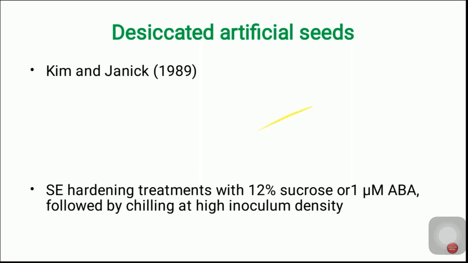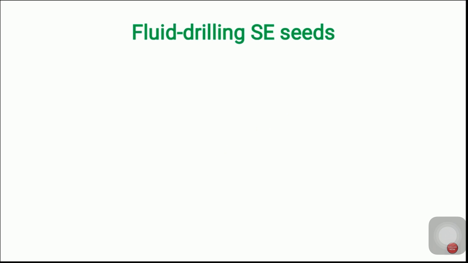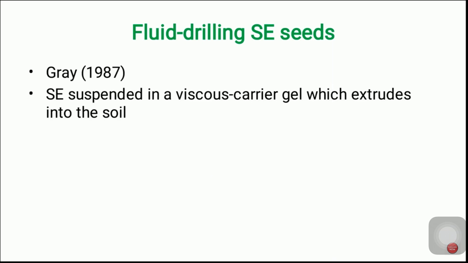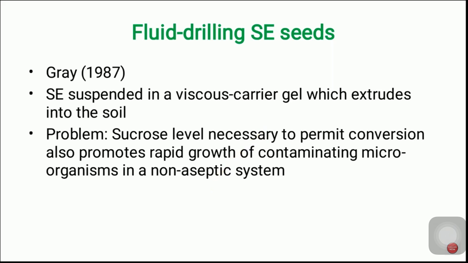at high inoculum density. The third type of artificial seed is called fluid drilling somatic embryo seeds. This was proposed by Gray in 1987. Somatic embryos are suspended in a viscous carrier gel which is extruded into the soil. The key problem is that sucrose is a major ingredient added in this technique, which leads to rapid growth of microbial contaminations.